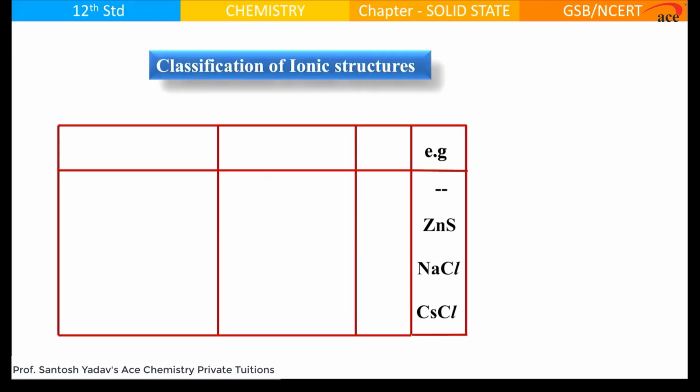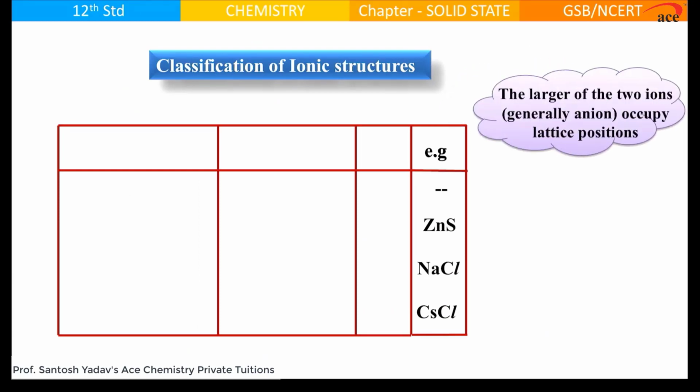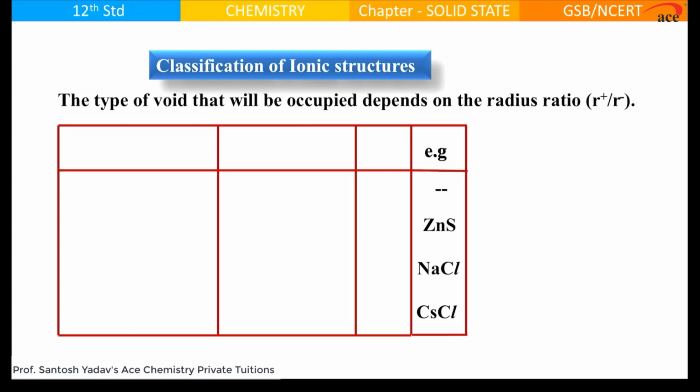Now, classification of ionic structures. In ionic structure, there are cations as well as anions. Then you know the larger of these two ions is the anion, that will occupy lattice points. When you say the word lattice point, that means they will either make up AAA packing like SCC, or they will make up AB packing like HCP, or they will make up ABCABC packing, that is FCC. And where do you expect the cation will go? It will go into voids. And the size of the cation relative to the size of the anion, that is the radius ratio, will decide which void the cation will go into.